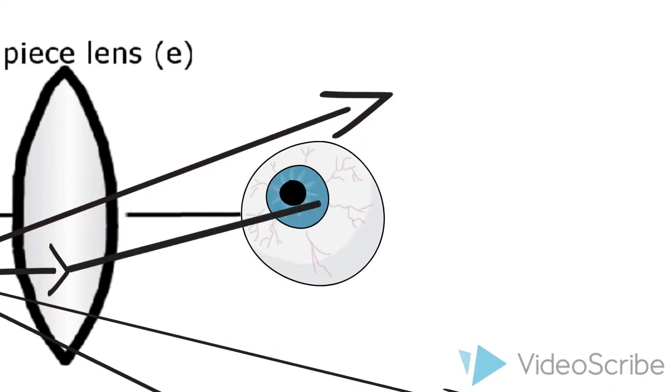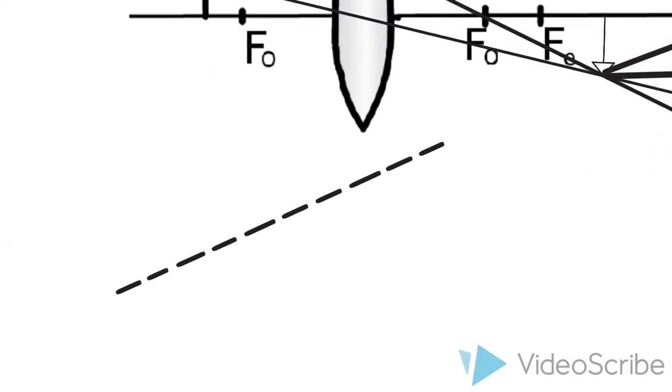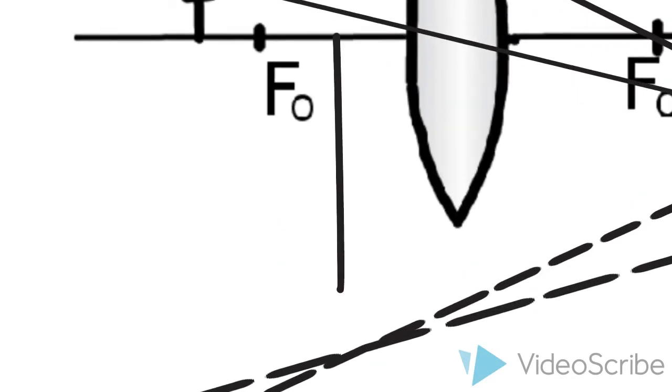Since the image is between the focus and the lens of the eyepiece, it produces a large virtual image. This virtual image is what the human eye sees when it looks inside a microscope.